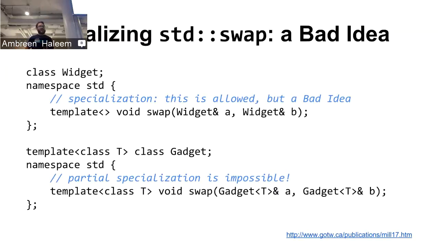It does not work for gadgets because we cannot partially specialize swap. We can't say, here's a specialization that works only for gadget of T, but I'm not going to tell you what T is. We can make a specialization for gadget of int and a specialization for gadget of double, but we can't make a full specialization for all gadgets, but only gadgets. So we can't use it for gadgets, so we shouldn't use it for widgets. We should figure out some way that is actually going to work in every case and do what we want.